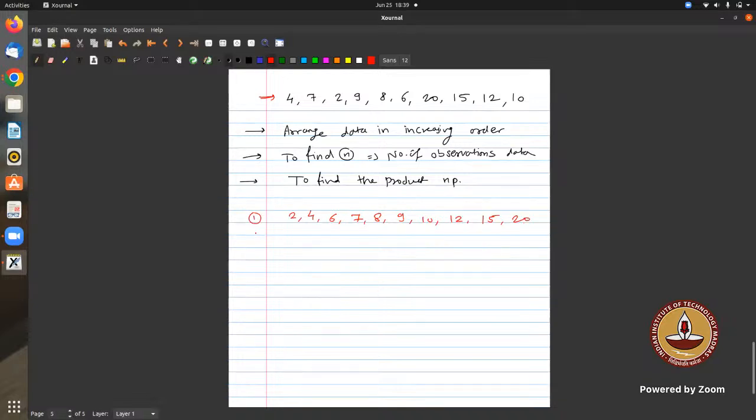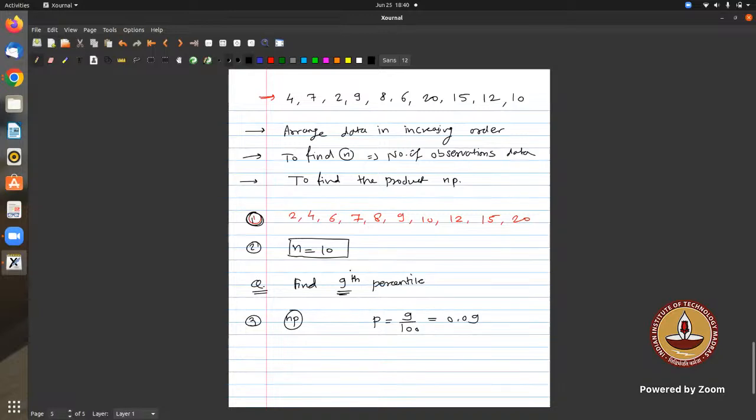What should be my second step? Calculate the total number of observations. So how many n are there? 10, sir. Third step: suppose the question is, find the ninth percentile. So the third step is to calculate the product n into p. So here p is what? P is 9 by 100, which is 0.09.